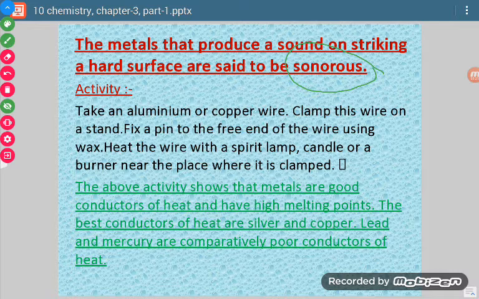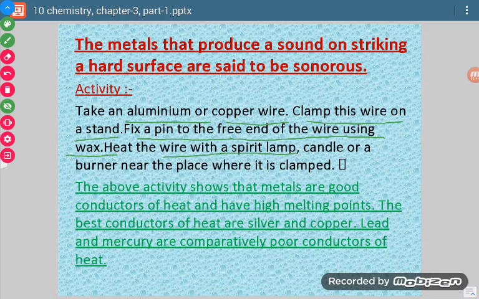Now similarly, one more activity we will see. If we take an aluminium or copper wire and clamp it with the stand, and at one end we fix a pin with the help of wax, and then we start heating from the other end, what we will find is that the copper or aluminum wire will start getting heated up from the other end also, where we have just fixed the pin, from where we are not heating.